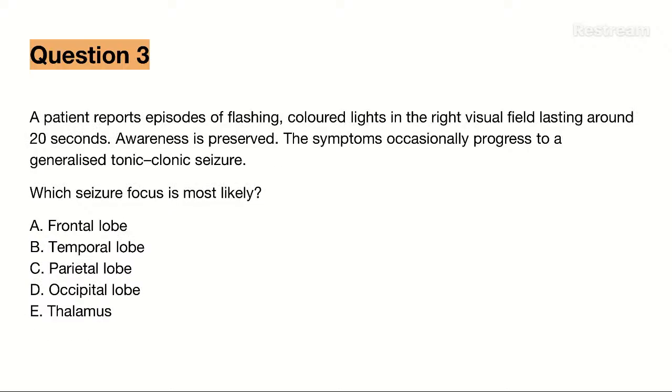The last question for the focal seizure portion of this talk. A patient reports episodes of flashing colored lights in the right visual field lasting around 20 seconds. Awareness is preserved. The symptoms occasionally progress to a generalized tonic-clonic seizure. Which seizure focus is most likely?